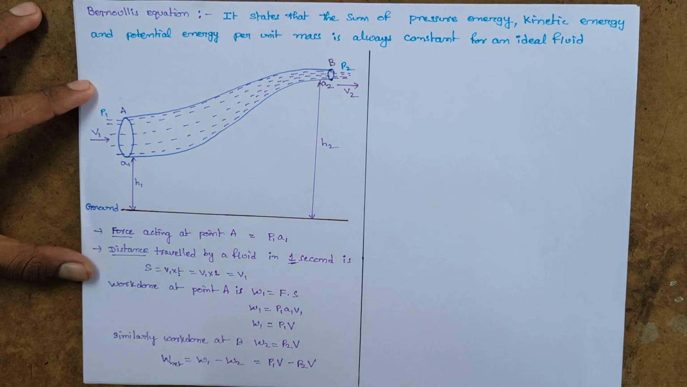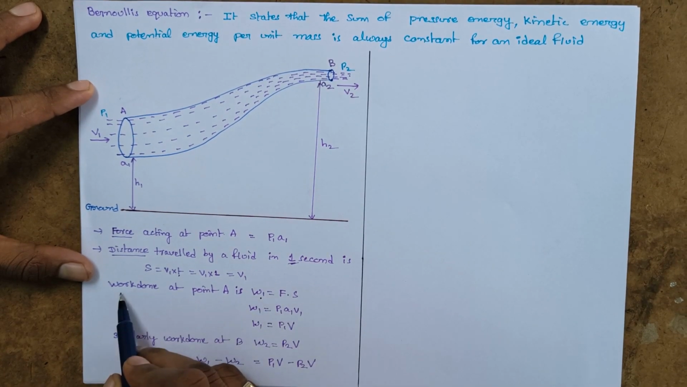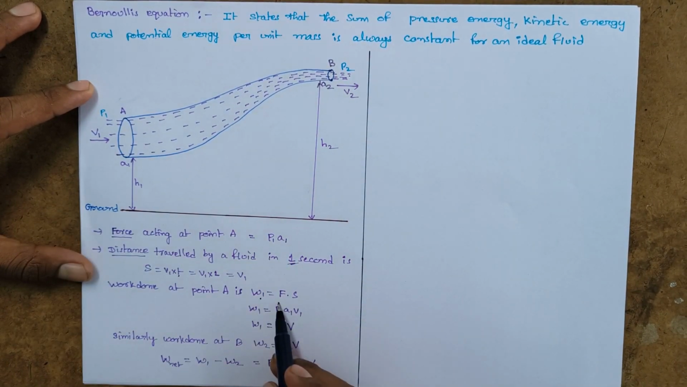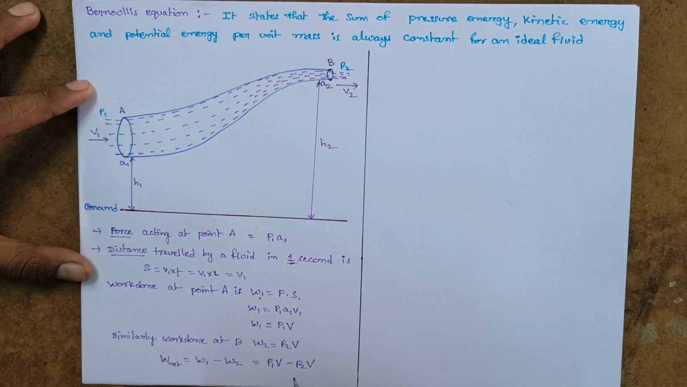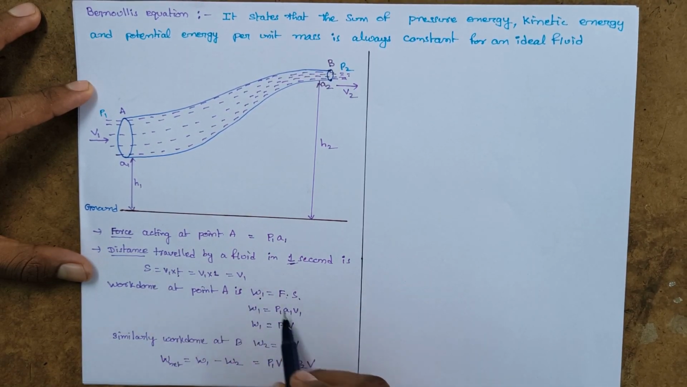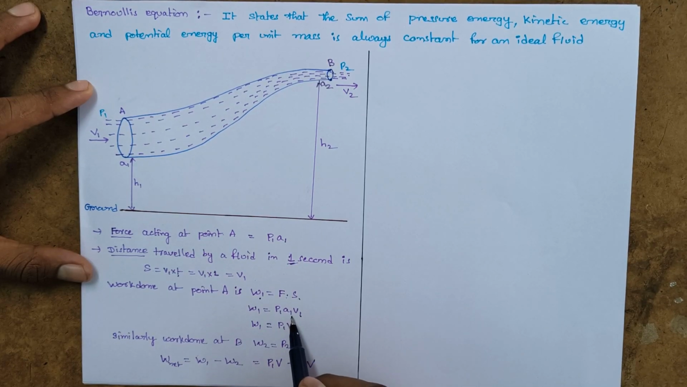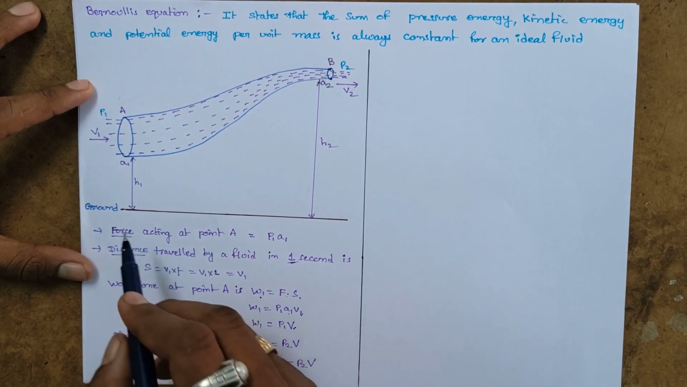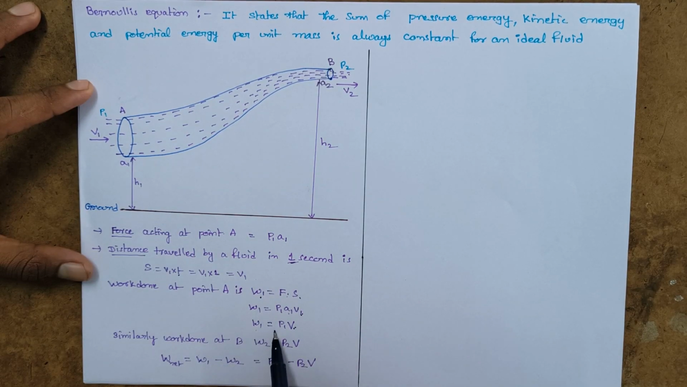The product of force and displacement is called work done. So work done at point A is W1 is equal to force into displacement. Force we already know is P1 A1, and displacement is V1. A1 means area of cross section, V1 means distance. So area into distance is nothing but volume. Please remember area into distance is nothing but volume. So work done at point A is W1 is equal to P1 into volume.